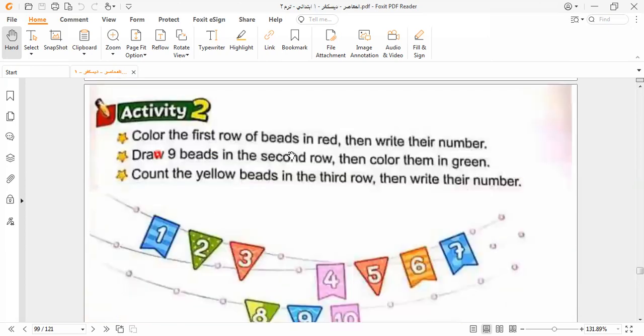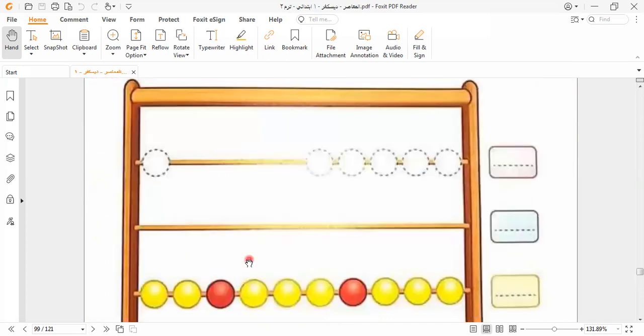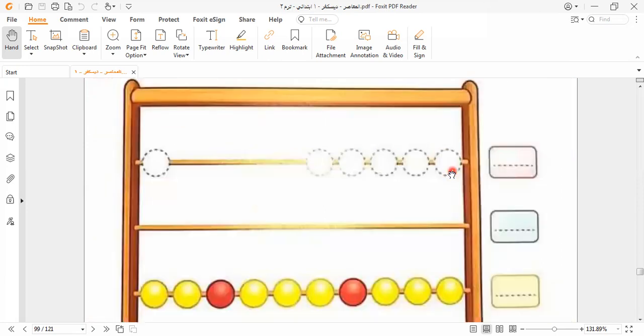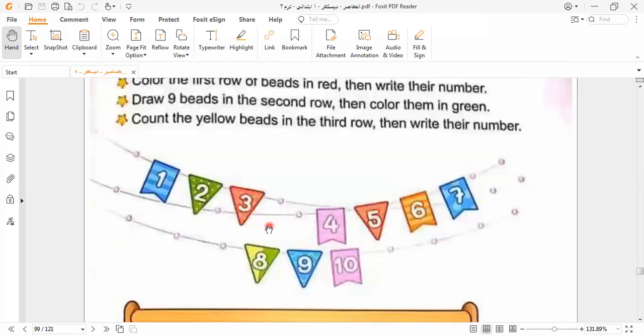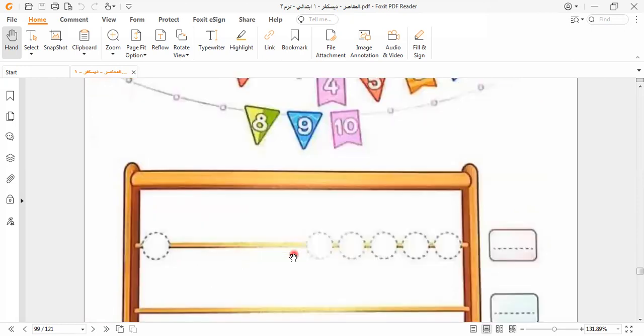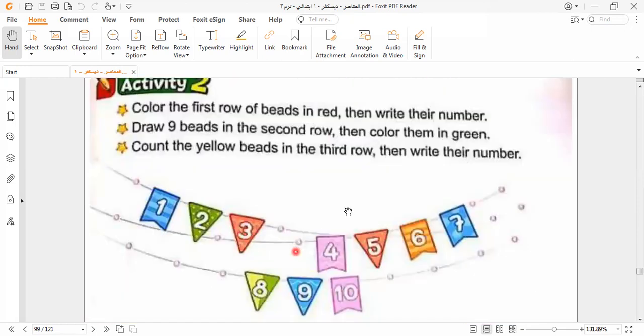Here, color the first row of beads in red and write the numbers. Draw nine beads here in the second row and color them green. Count the beads in the third row, and then write their numbers. Like you say, yellow one. You can count the yellow ones.